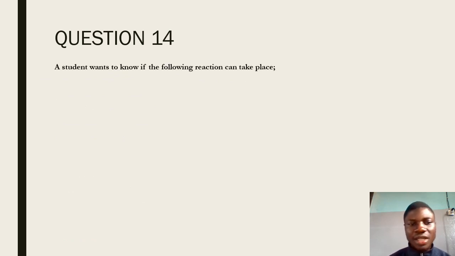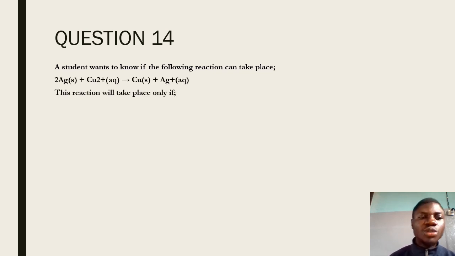Question 14. A student wants to know if the following reaction can take place. So we can see that it is a redox reaction whereby we have copper being reduced and silver being oxidized.